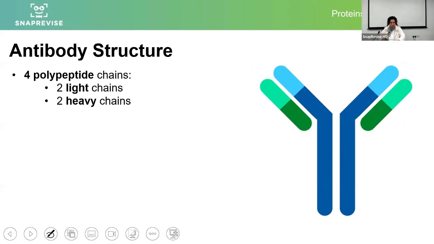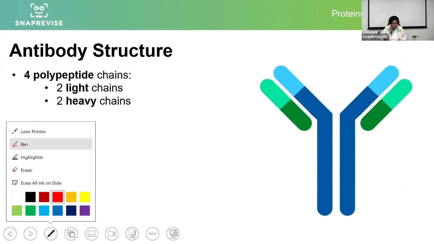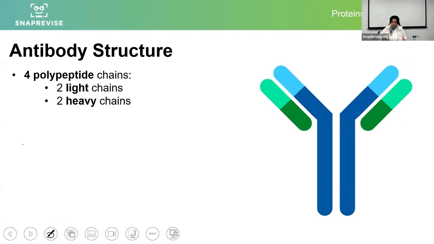Let's look at antibody structure. Antibodies are another classic type of proteins that we have to know about. Antibodies are also examples of proteins with quaternary structure because they're also made by more than 1 polypeptide chain, 2 light, 2 heavy. The heavy chains are the long ones, so the dark blue ones that you can see. And the light chains are the smaller green ones on each side here.